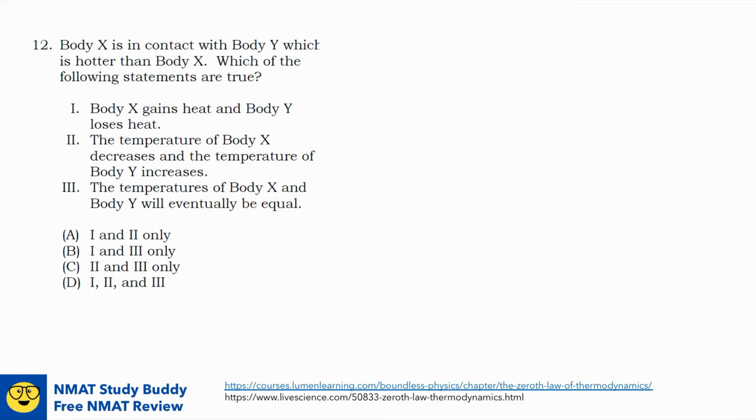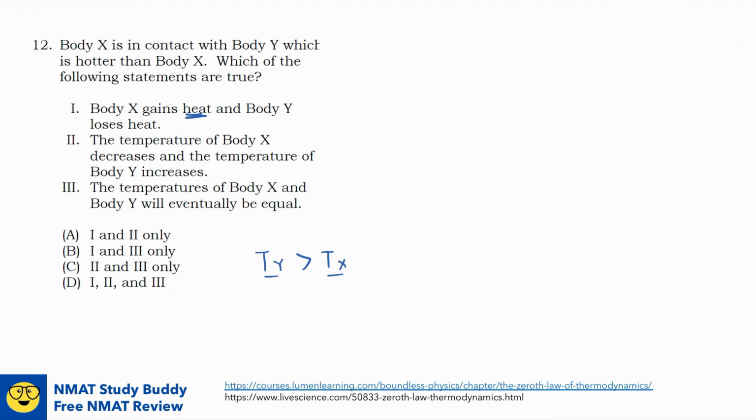Number 12, body X is in contact with body Y, which is hotter than body X. Which of the following statements are true? So, sabi daw, yung temperature sa body Y is greater than yung temperature sa body X. Yan, mas mainit yung body Y compared to body X. Yan, so, ano daw yung totoo dito? So, yung number 1, body X gains heat and body Y loses heat.